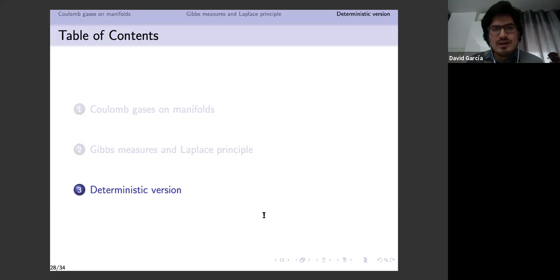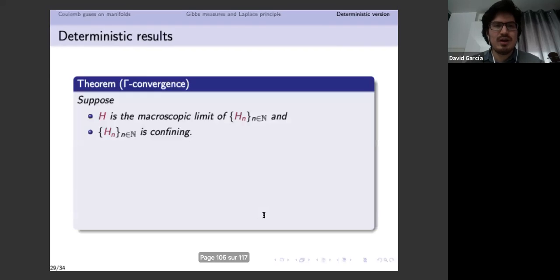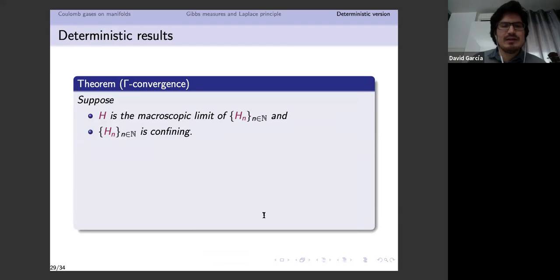Now, there is a deterministic counterpart of these results that I would like to tell you about now. This is called the gamma convergence. And well, it is equivalent to a gamma convergence. It's not the usual statement, but since it is equivalent, I will state it as a gamma convergence. Suppose that H is the macroscopic limit of Hn, and that Hn is a confining sequence.